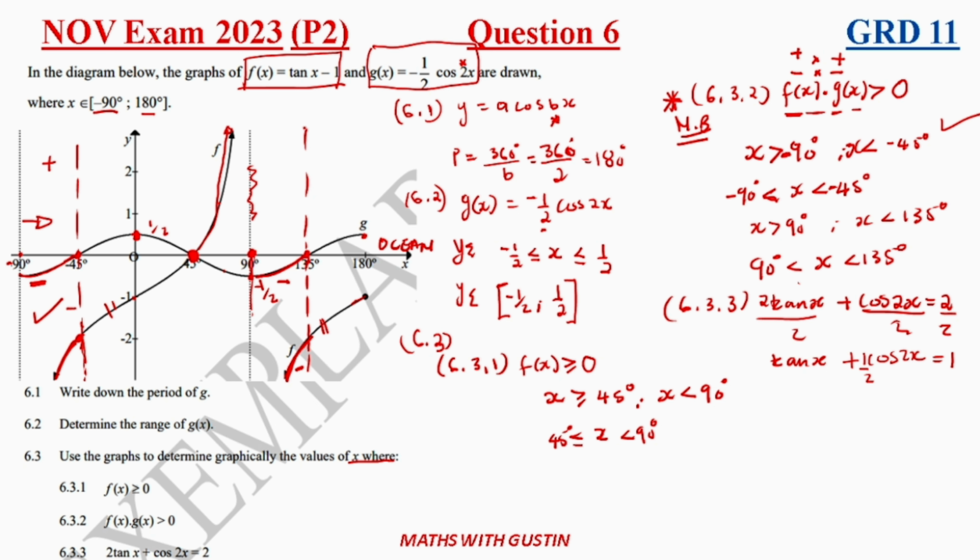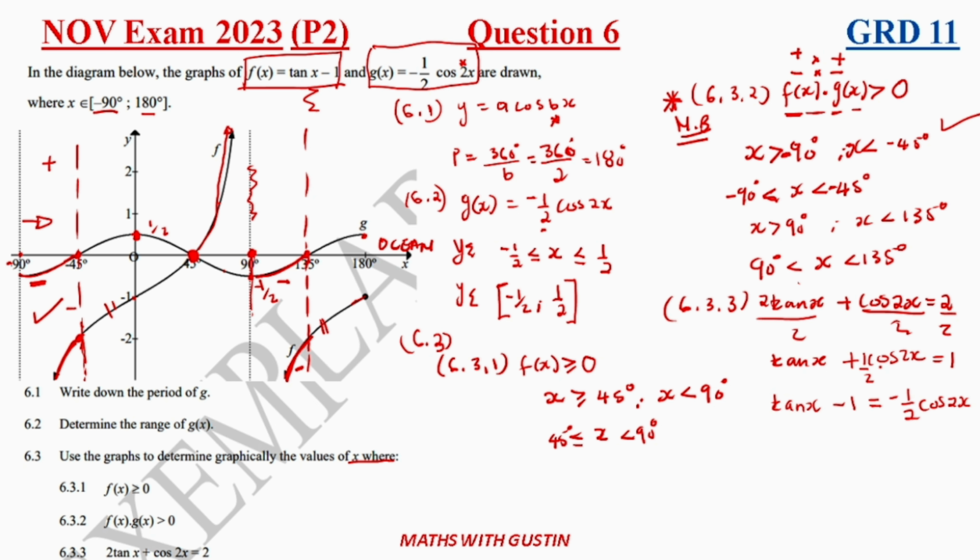What am I trying to do? I'm trying to go back to these functions that are given here initially. So what I will do, we'll take tan x, then take this one to the other side. It's going to give us negative 1 is equal to, take the whole of cos that side, it's going to give us negative half cos 2x. Voila.